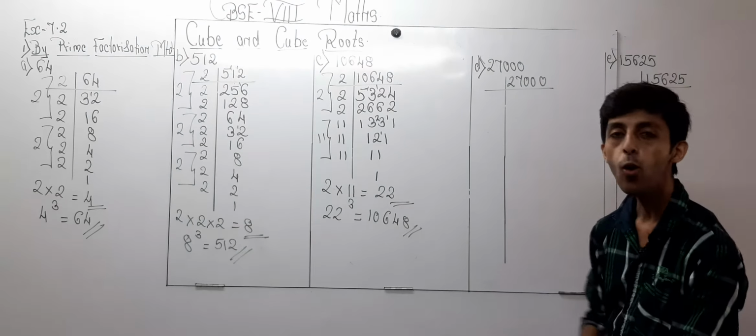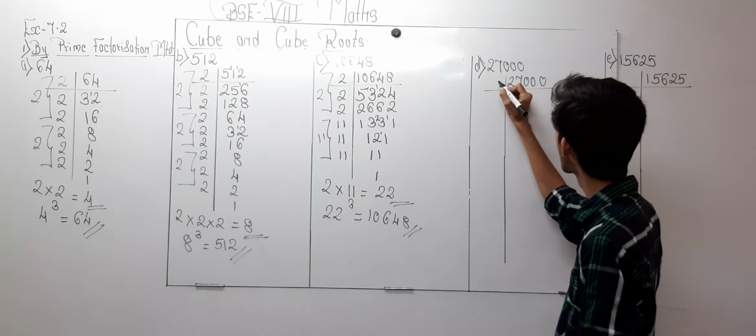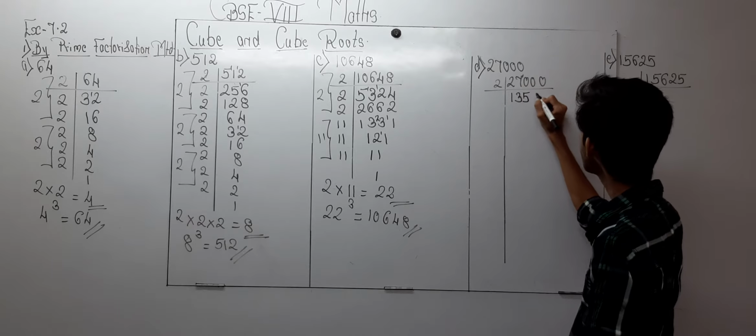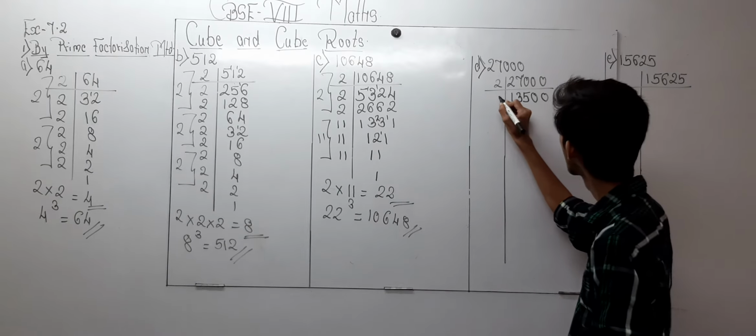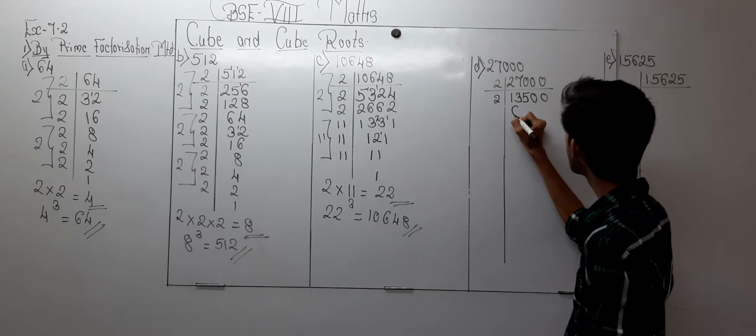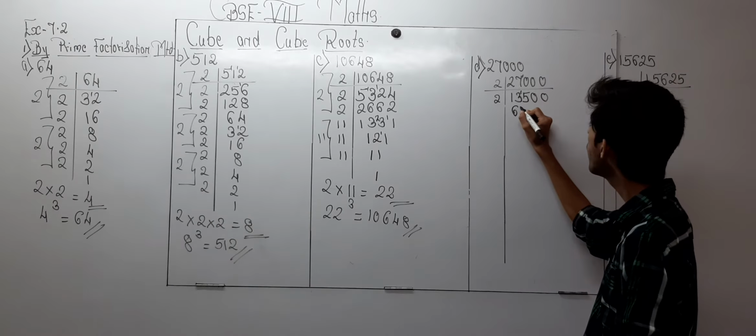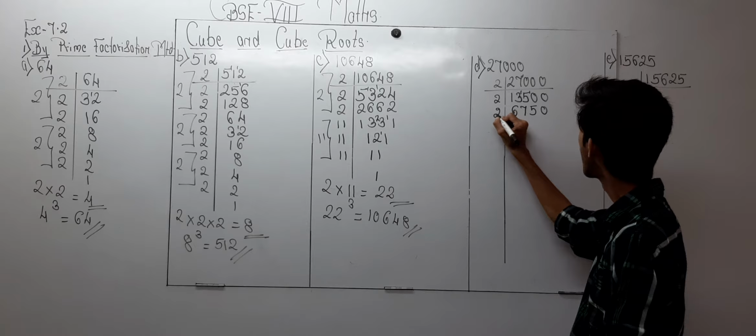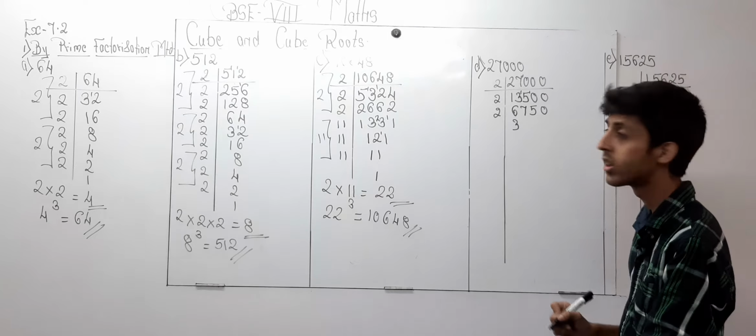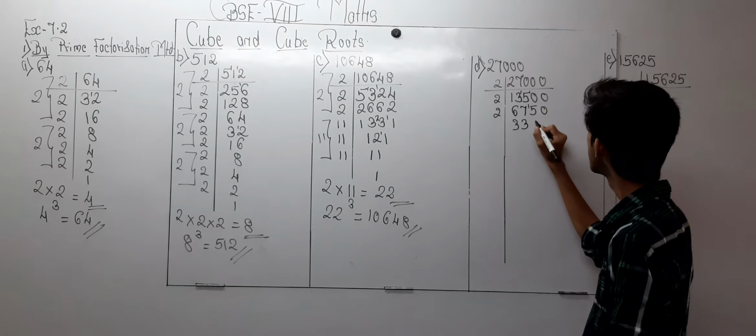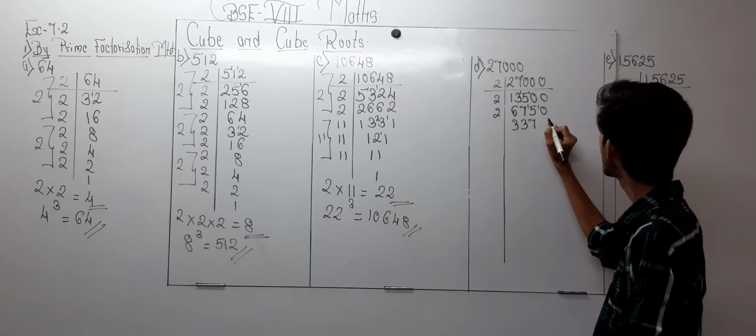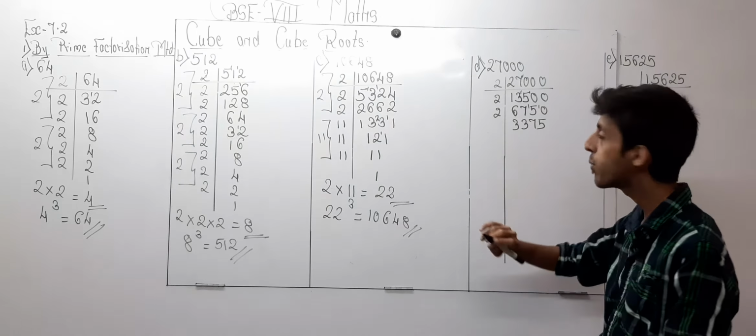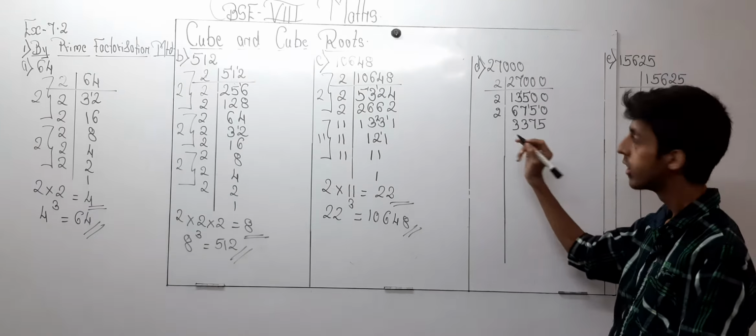27,000. So it will be coming in the table of 2. So 2 1s are 2, 2 3s are 6, 2 5s are 10 and over here 0. 2 6s are 12, 2 7s are 14, 2 5s are 10 and over here 0. Again 2 3s are 6, 2 3s are 6, 2 7s are 14 and over here 2 5s are 10. Now I will be trying it by 5. Don't try it by 3, afterwards we will do it by 3. So now trying it by 5.